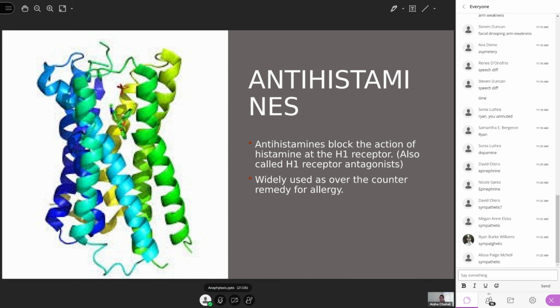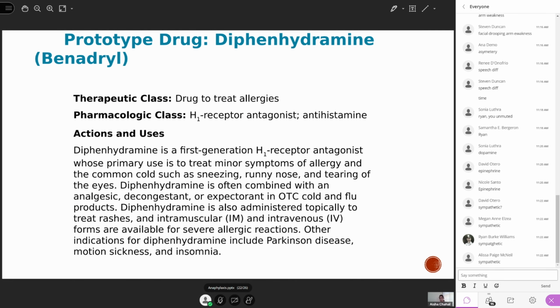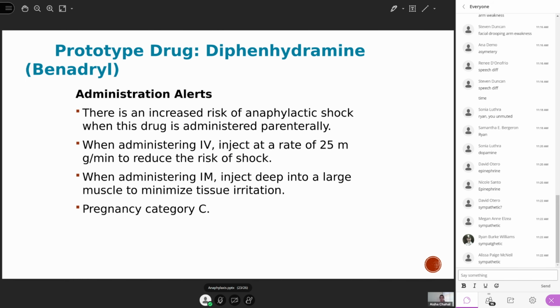Antihistamines. This is Benadryl, a pretty simple drug. It blocks the action of histamine, which is the main culprit, I said. How it blocks is, it is an H1 receptor antagonist, okay? That's how it blocks the histamine chemical from acting. And it is a first generation antagonist. It can be gotten over the counter, and the intramuscular and IV routes are available. Some of the other uses are, it can be used in Parkinson's disease, motion sickness, and insomnia, because of its action on the neurological system.